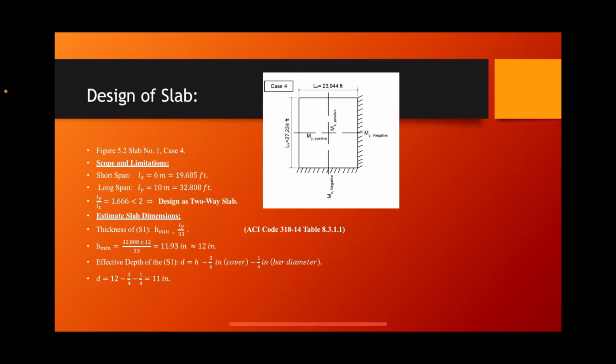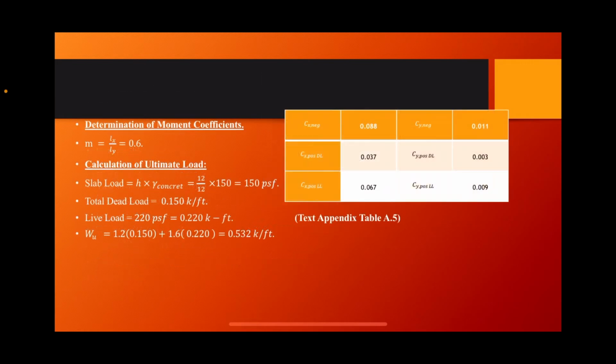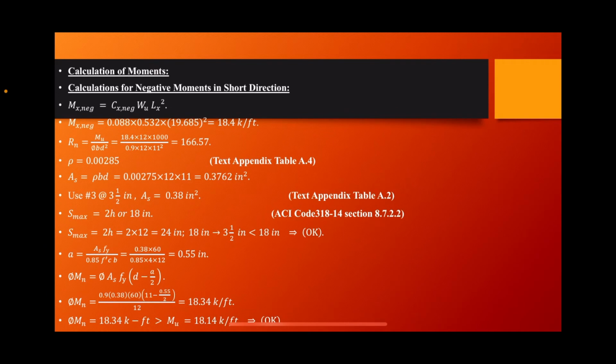Then we calculate the effective depth. We got it at 11 inches. Then we determine the moment coefficient for the negative moment and the positive moments in the long and the short spans. Then we calculate the ultimate load, which is the slab load, and the live load is from the ASCE code. Then we got the ultimate load at 0.532. Then we calculate the moment.